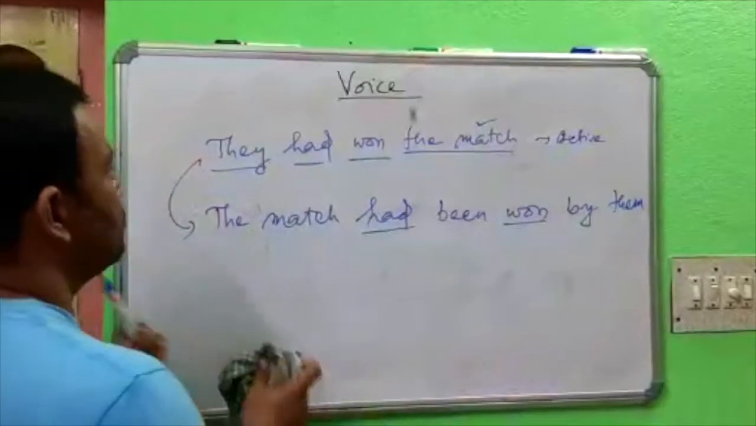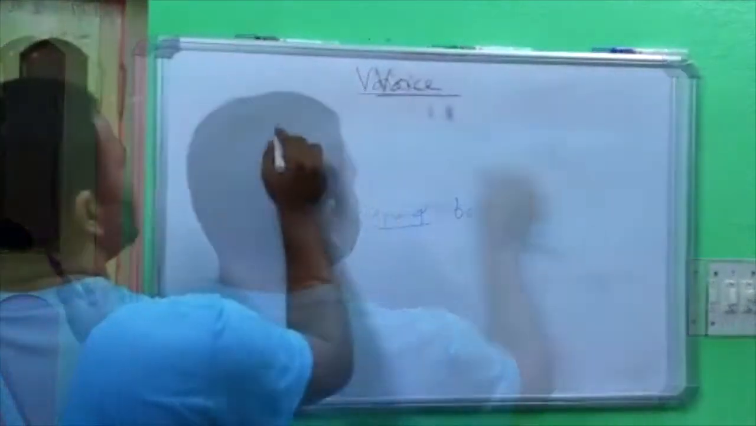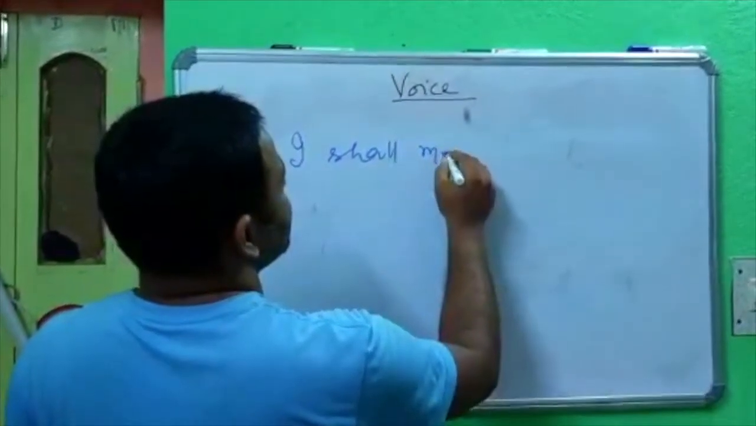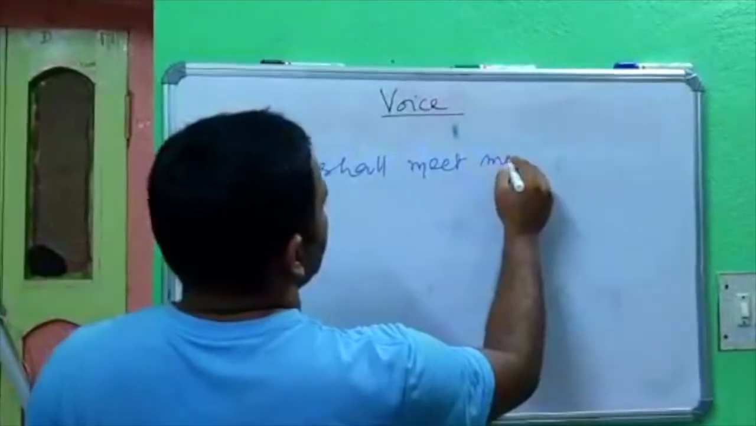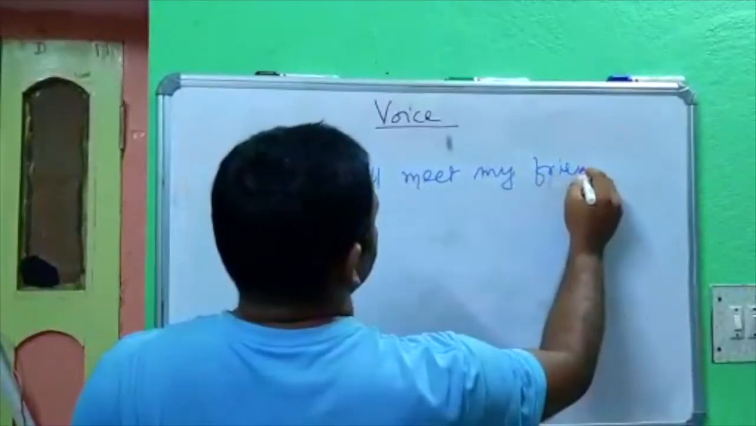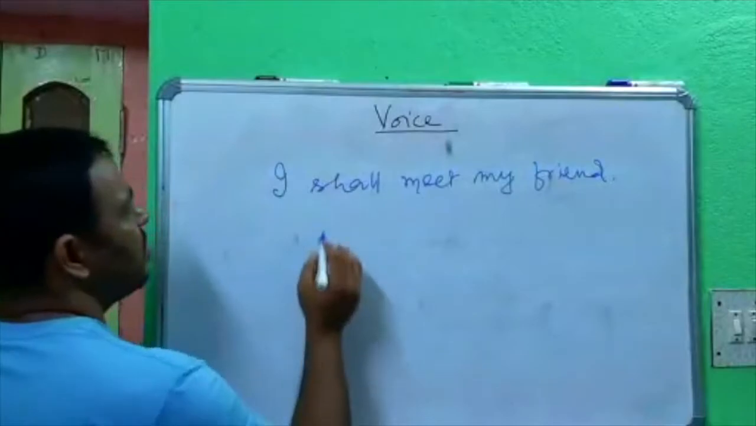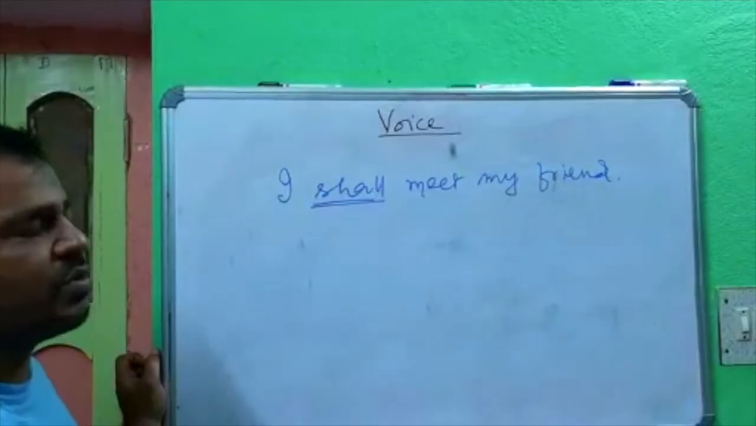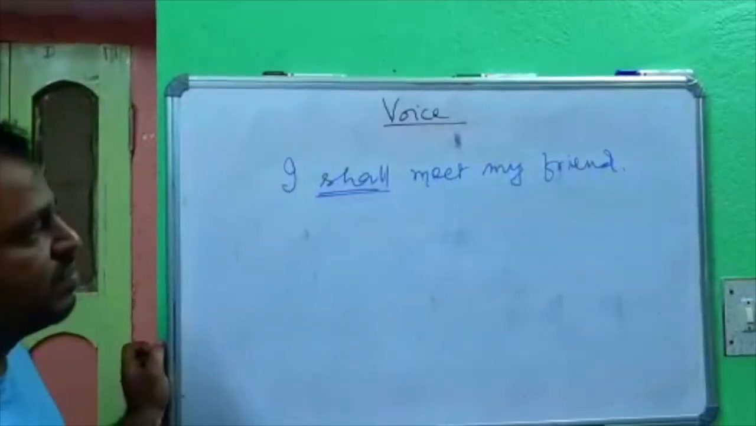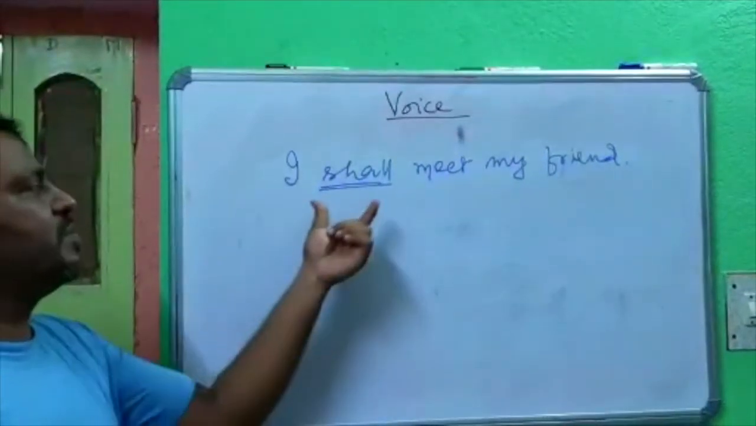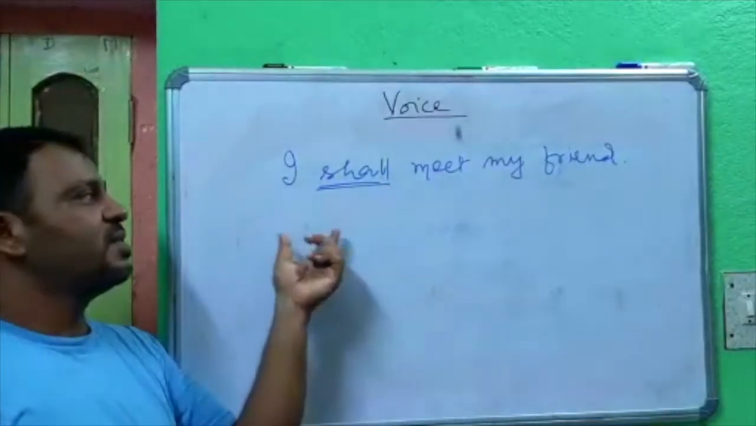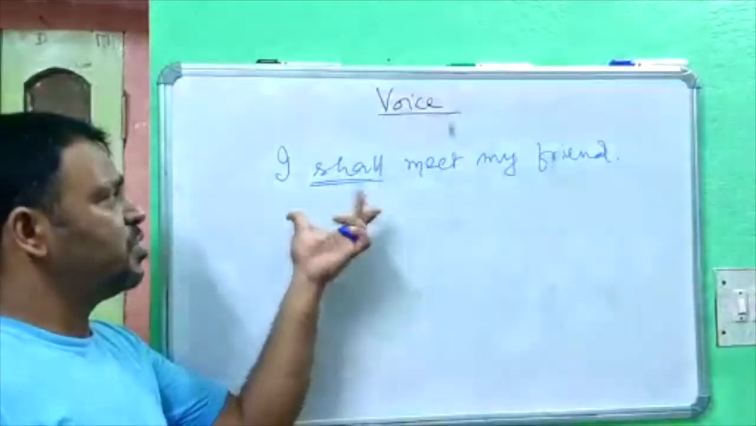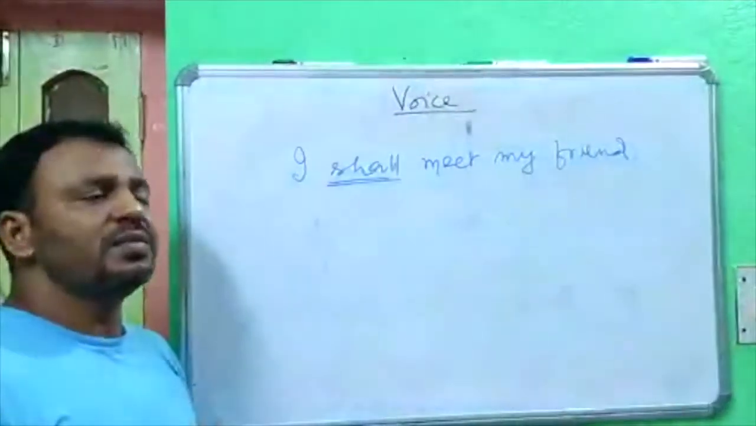Now comes to future tense. I shall meet my friend. Here, the modal auxiliary shall is used for future indefinite tense. So in future tense, it would be used, shall or will according to subject. The first person takes the modal auxiliary shall, and the second person and the other persons would take will. Generally, it is used. You may use will in place of shall.